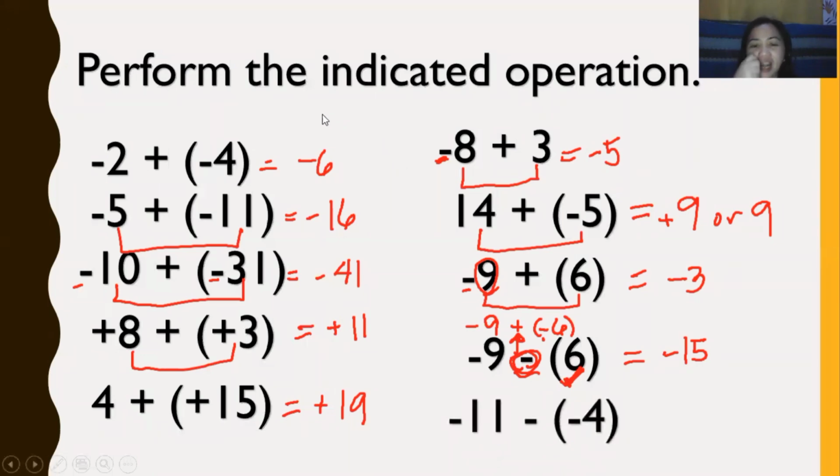And then we have here negative 11 minus negative 4. Again, change the sign of the subtrahend. Negative 4 is our subtrahend. This will become positive 4. Then change subtraction into addition. So we have negative 11 plus 4, and that is equal to negative 7. Subtract, 11 minus 4 is 7. Copy the sign of the larger digit. So these are the answers for these exercises.